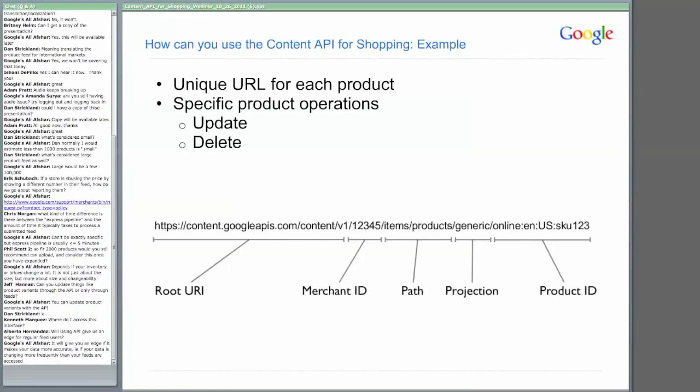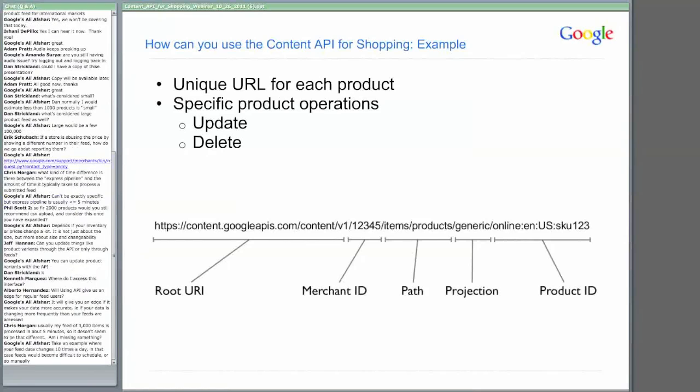So in this URL, there's a root, content.googleapis.com/content/version1. There's your ID. There's a path and a projection, which are, again, some other fluff for the API. And then there's something very important at the end, a product ID. And that product ID is unique to the particular product that you've just inserted. And going forward, after you have inserted that product into your inventory, you can use that link to go back and update and delete that product with that link.